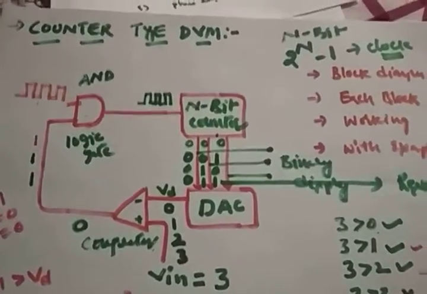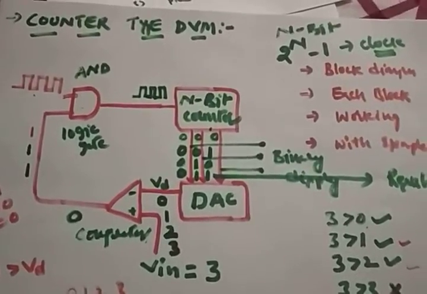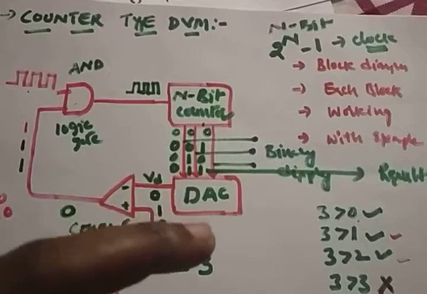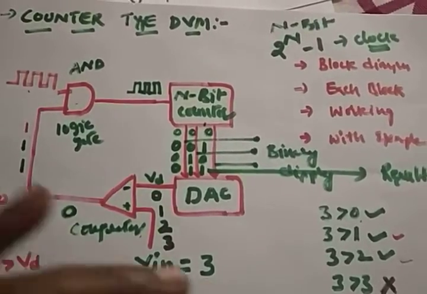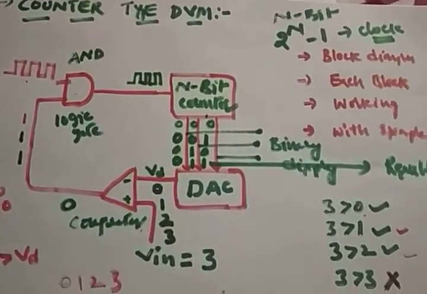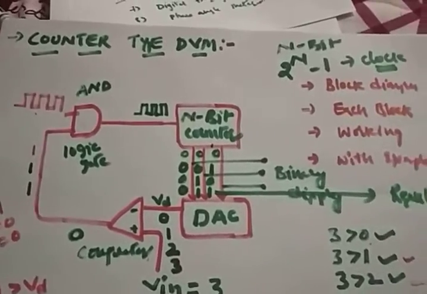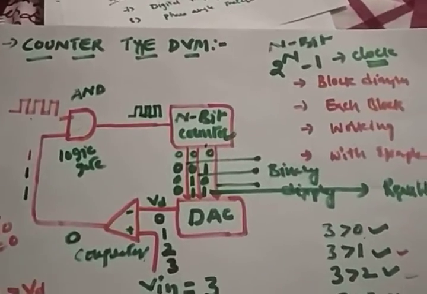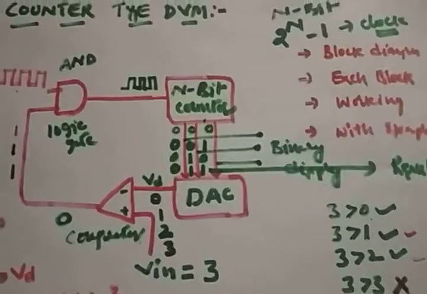2, 1, 0. Each and every time, if you want to find out 2, it starts from 0, 1, 2. If you want 3, it starts from 0, 1, 2, 3. Right? 2 power n minus 1 clock pulses are required. So this is the main drawback.